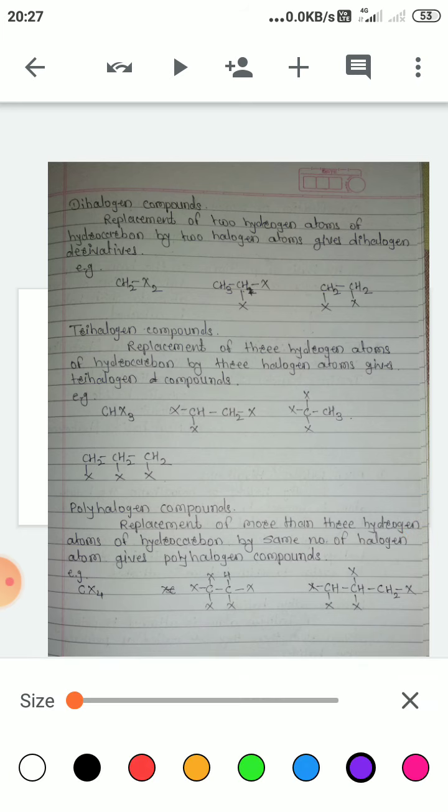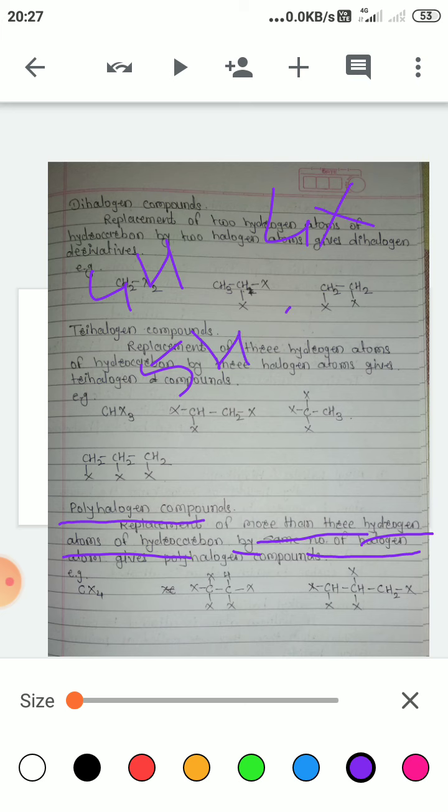Now the next one is polyhalogen compounds. Poly means replacement of more than 3 hydrogen atoms of hydrocarbons by the same number of halogens. That is, 4 hydrogens by 4 halogens, 5 hydrogens by 5 halogens; the number of hydrogen atoms replaced must be equal to the number of halogen atoms. Then it is called a polyhalogen compound.